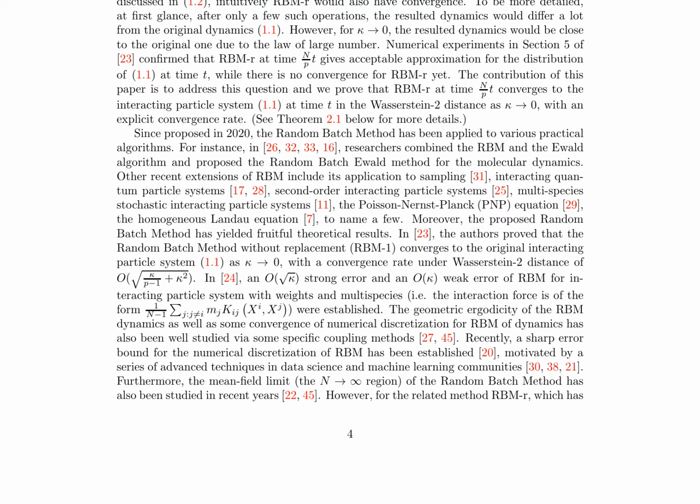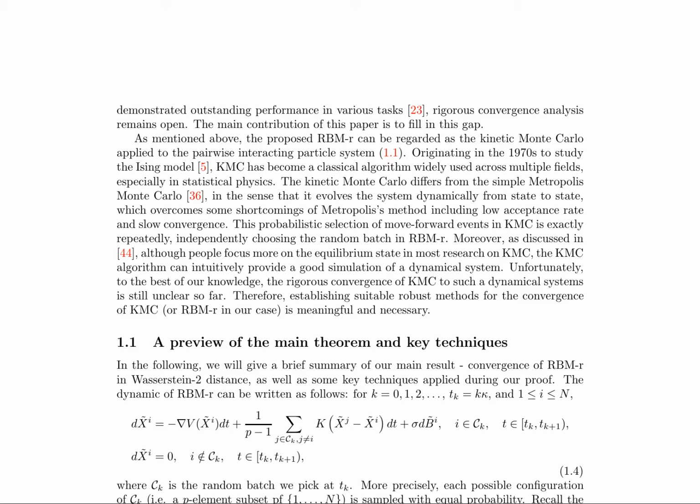The geometric ergodicity of RBM dynamics and some convergence of numerical discretization for RBM dynamics have been well studied via specific coupling methods. A sharp error bound for the numerical discretization of RBM has been established, motivated by advanced techniques in data science and machine learning communities. The mean field limit, the n to infinity regime, of the random batch method has also been studied in recent years. This paper bridges the gap in the convergence analysis of the RBM-r algorithm, a kinetic Monte Carlo method applied to interacting particle systems.